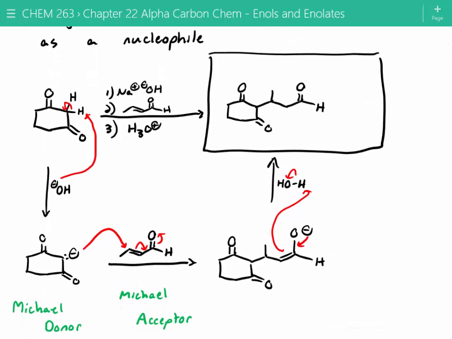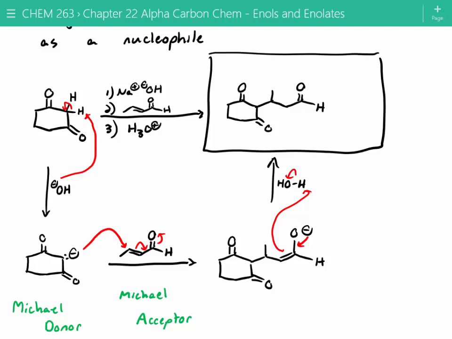So this is the idea of a Michael addition reaction. Instead of having another nucleophile like a lithiate or a cuprate attack our aldehyde that's alpha beta unsaturated, we're actually using an enolate as our nucleophile.